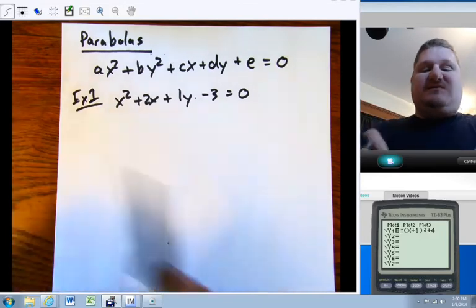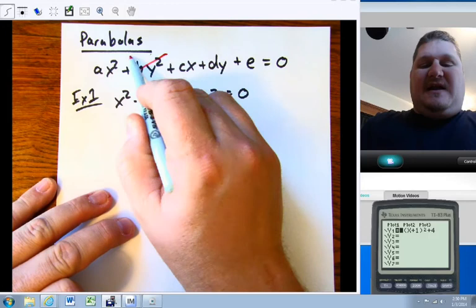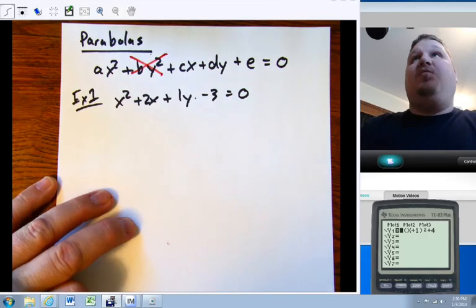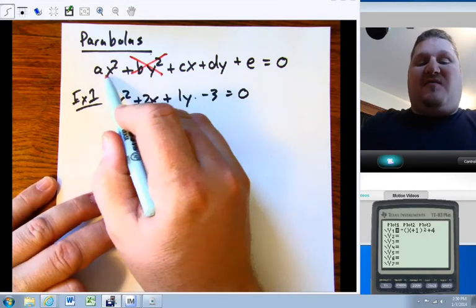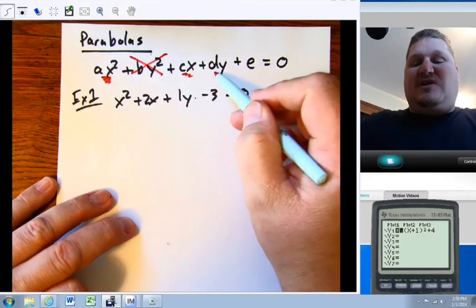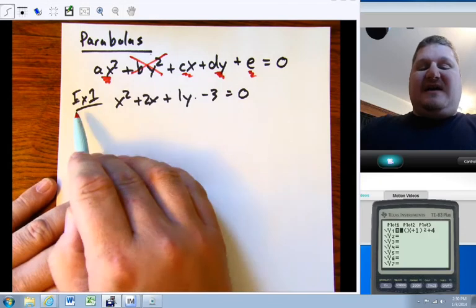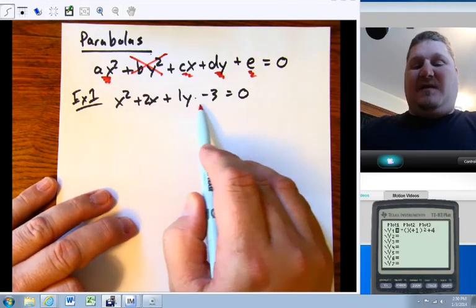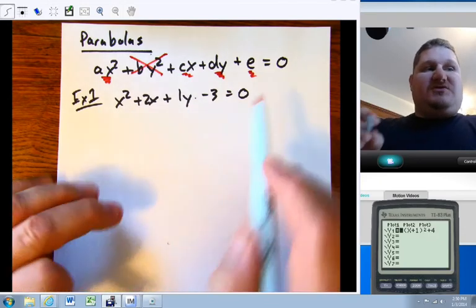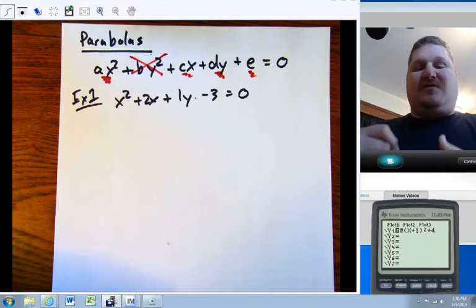So in essence, what we're going to do is take the general form and eliminate the squared term, so that I only have one squared term with some tag-alongs equals some y and some number. So in our case we have x squared plus 2x plus y minus 3 equals 0. To do this problem, I'm going to need to put it in a more standardized form.